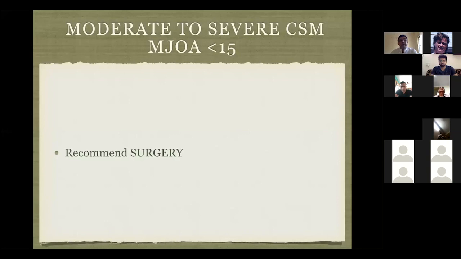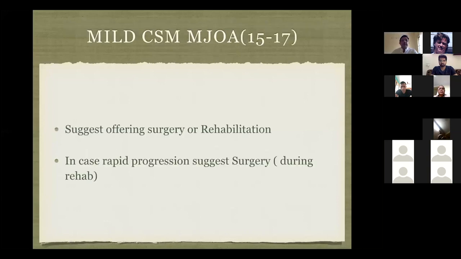cervical spondylotic myelopathy. Now, when it comes to the mild cervical spondylotic myelopathy, which is about 15 to 17, we always suggest, first thing is, we suggest offering a surgery. These patients are very important. We suggest offering a surgery or a rehabilitation. Why rehabilitation? If a patient is not going for surgery, then go for rehabilitation.